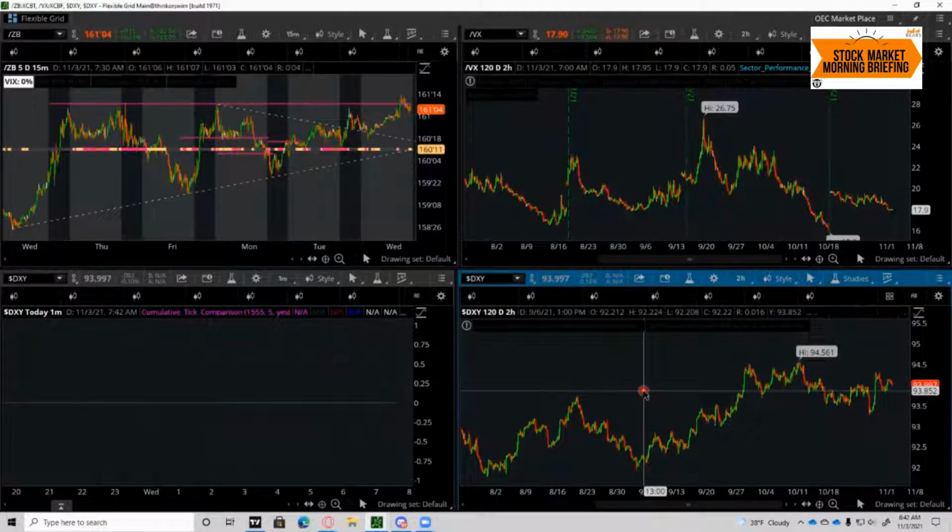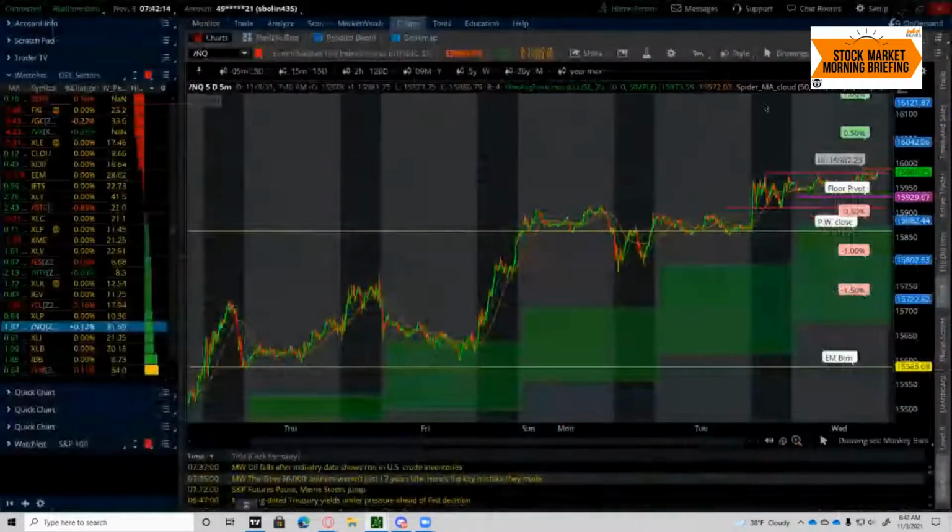Not quite sure what it's going to do in the Russell. That thing's been a wild card lately. I wouldn't even try to presume to know how this is going to affect the Russell at this point, right? Because it's not a constant. It's not a steady.